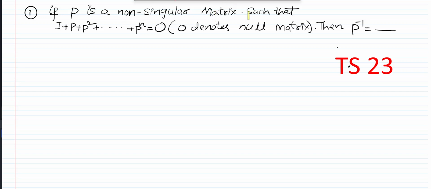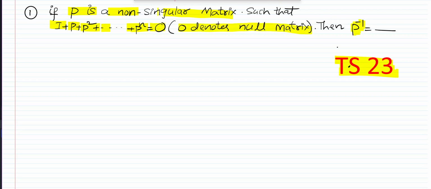This is first question from TS EAPCET 23. Here is given P is a non-singular matrix such that I plus P square plus up to Pn is equal to 0. 0 denotes the null matrix. Then P inverse is equal to dash.